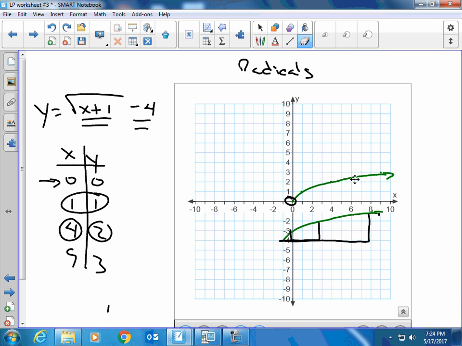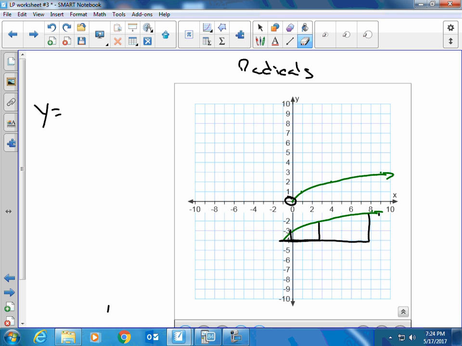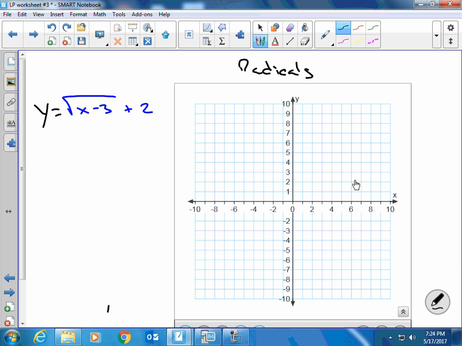All right, let's try another one. And while I'm erasing and stuff, you can hit pause and sketch your graph. So let's do square root of x plus, no, we just did plus. Square root of x minus 3 plus 2. Sketch your graph. So there's my parent function. And this will shift my origin left or right 3 and up 2. So I'm going right 3 and up 2.